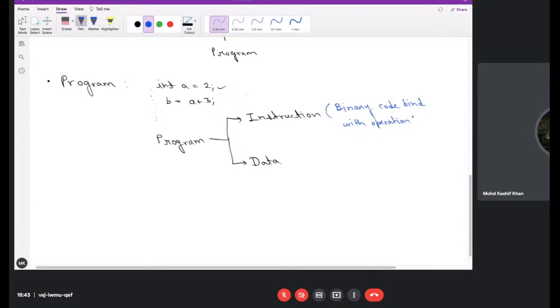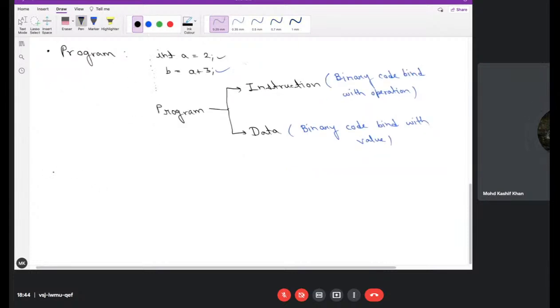Bound with some operation means when you see the instruction, like here in a, the 3 has been added. So here an operation has been performed, right? And what is data? It is also binary because at the end everything is binary, 0 and 1. Data is a binary code bound with a value. In the data, a value will be assigned to some variable. In the instruction, some operation will be performed, and this completely forms the program, right?